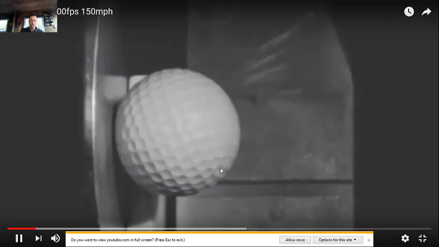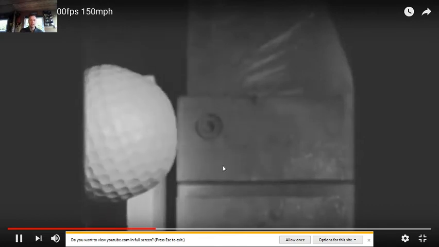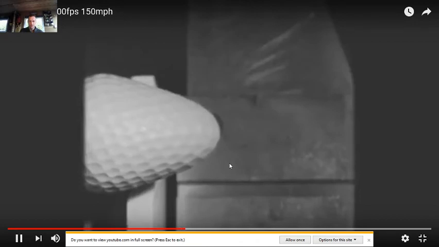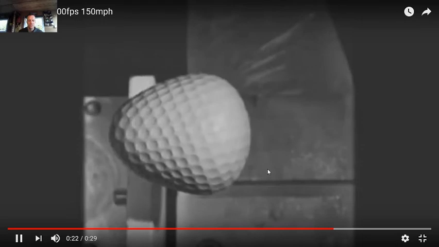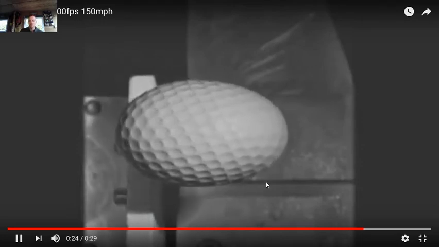That's a golf ball hitting a wall at 150 miles per hour. And you probably don't realize this, but when a golf ball hits a wall at 150 miles per hour, it completely changes shape. And because it changes shape, it stores an enormous amount of elastic energy, and that's why it rebounds off at an incredible velocity. I find that amazing. That's 70,000 frames per second. And that's what happens to a golf ball when it hits a wall.